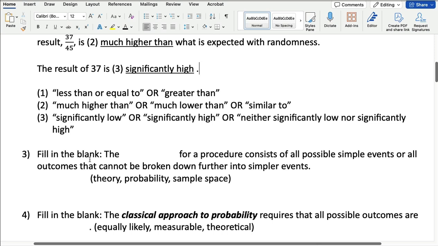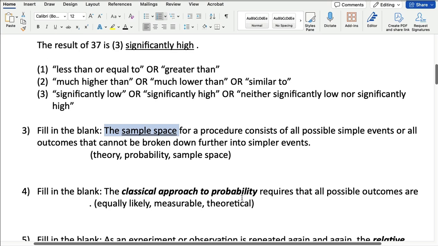The first fill in the blank. The blank for a procedure consists of all possible simple events or all outcomes that cannot be broken down further into simpler events. I even have some possible terms that could go there. And the answer to that is sample space. It is all possible simple events or all outcomes that cannot be broken down further into simpler events. That's our sample space.